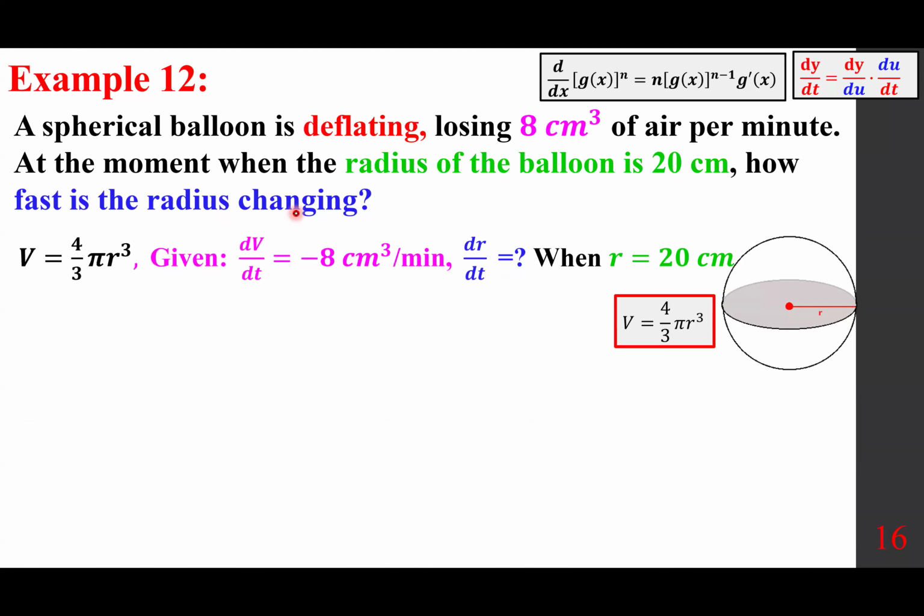So we're going to write, here's the formula for the volume. dV/dt is negative 8 cubic centimeters per minute. dr/dt is of interest to us at the moment that r is equal to 20 centimeters. So having said that, we are going to go with dV/dt, and we start with 4/3 pi, and we don't do anything to 4/3 pi because it's a number, everybody. It's a coefficient. Then we're going to differentiate r cubed with respect to time. So 3r squared dr/dt.